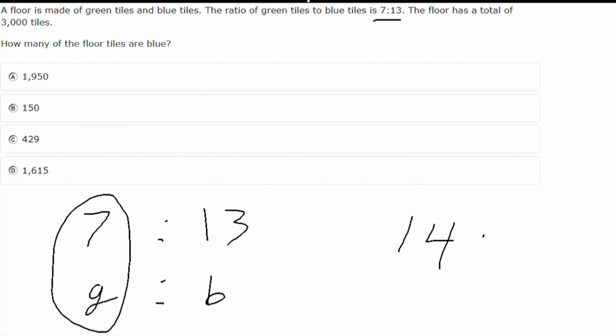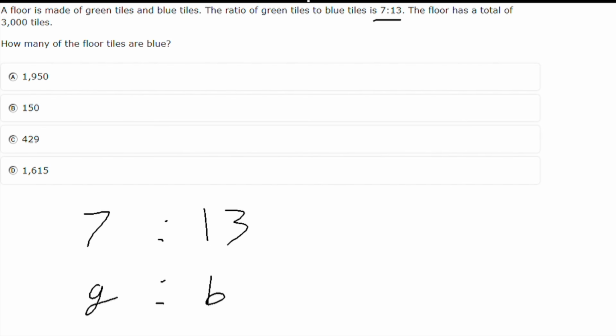14 to 26, all right? So that is how ratios work, okay? If you do something to one side, you have to do it to the other side. Typically, it's either multiplying or dividing, all right? So let's say I multiply the number of blue tiles by 3, okay?